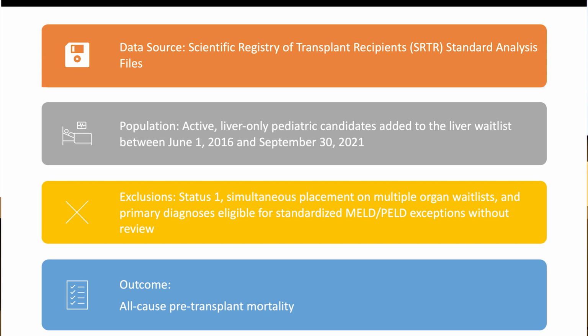So the data source was the SRTR standard analysis files. Our population was active pediatric candidates added to the waitlist between June of 2016 and September of 2021. We had several exclusions. This included status 1, if you were placed on multiple organ transplants simultaneously, and if you had a primary diagnosis that was eligible for an automatic standardized MELD-PELD exception without review. And our outcome was all-cause pre-transplant mortality.